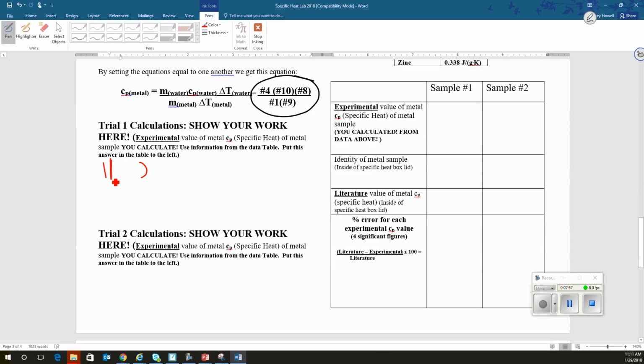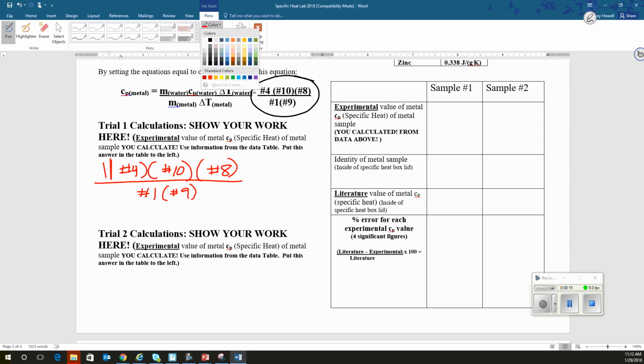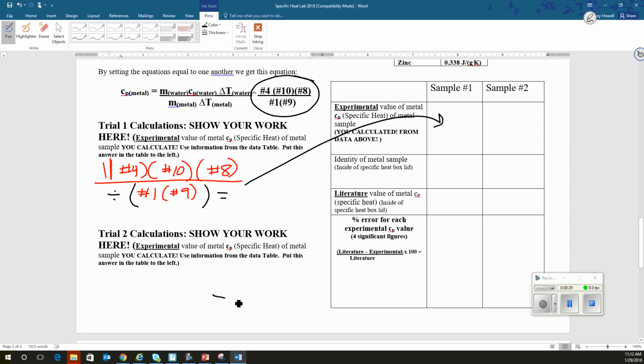Okay, so you're going to have this times this. So number 4, whatever it is, from the first column, times number 10, whatever it is, from the first column, times whatever it is, 8. Put this in. Number 1 times number 9, and make sure on the bottom that we put parentheses around that. So divide parentheses and then hit equal. You're going to show me the work on both of these. These numbers, this one goes here, and this one will go here. Okay?